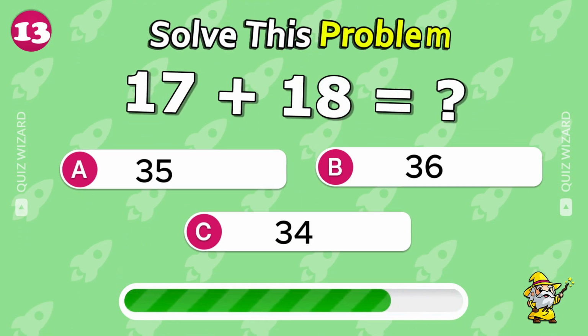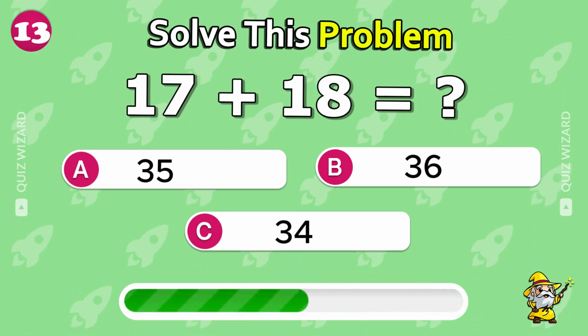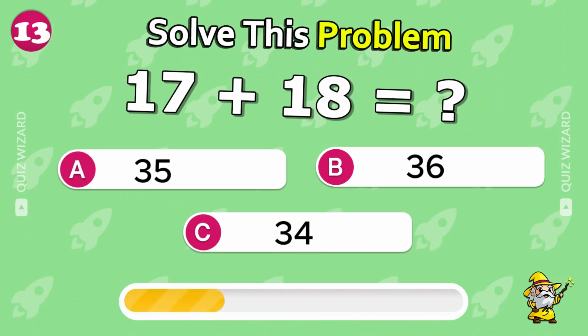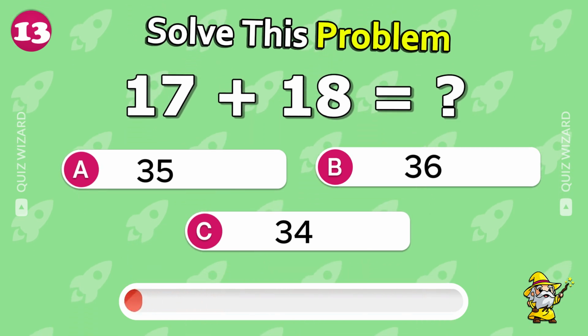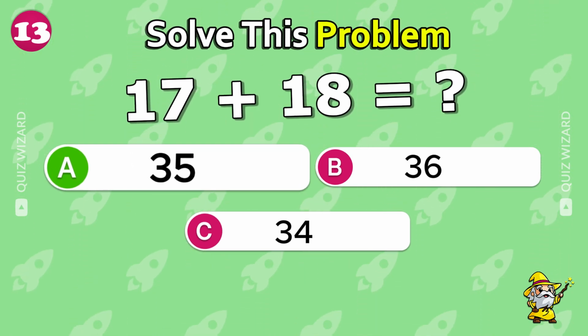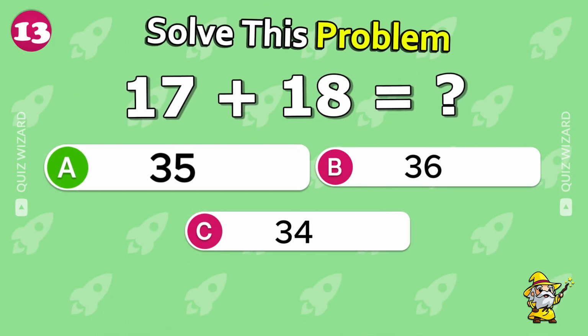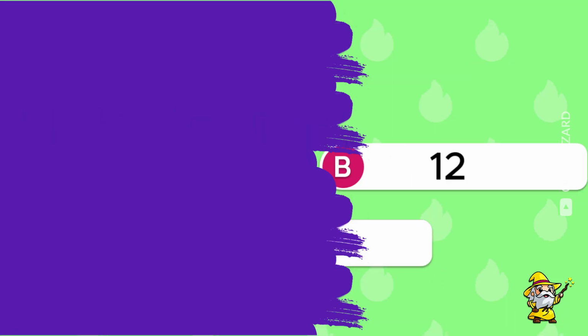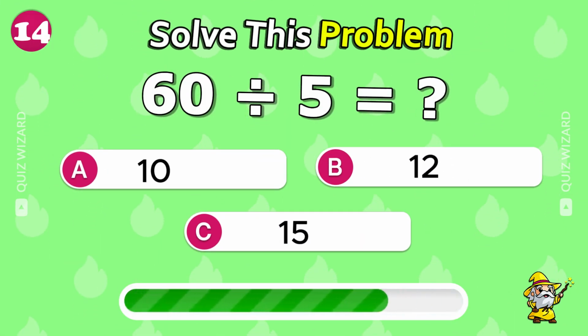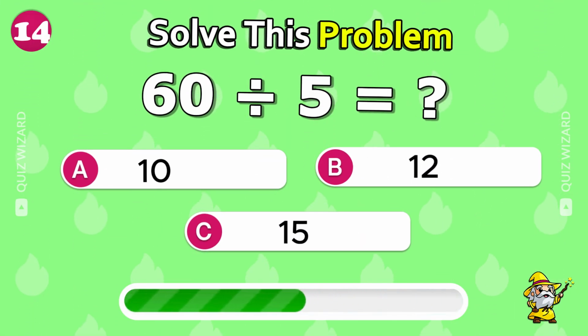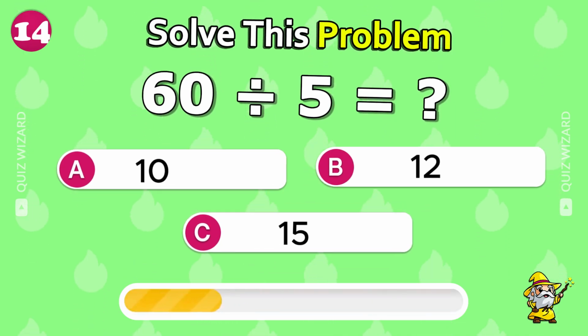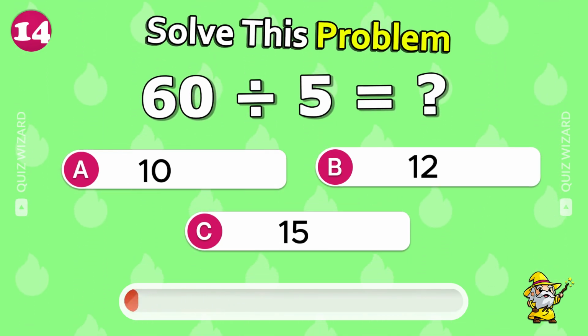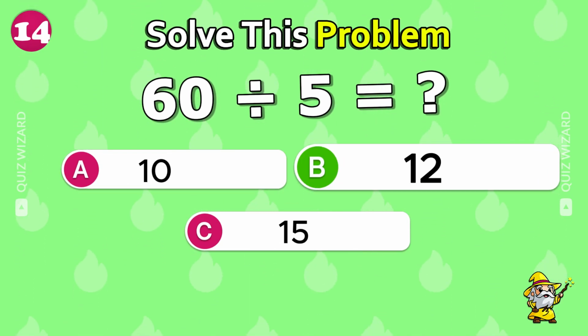How much is 17 plus 18? 35, 36, 34. Answer is 35. What is the result of 60 divided by 5? 10, 12, 15. Answer is 12.